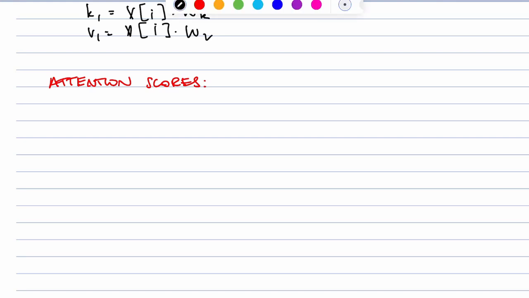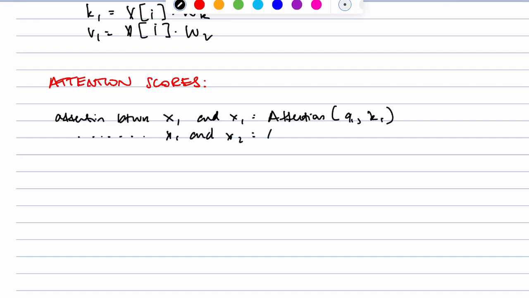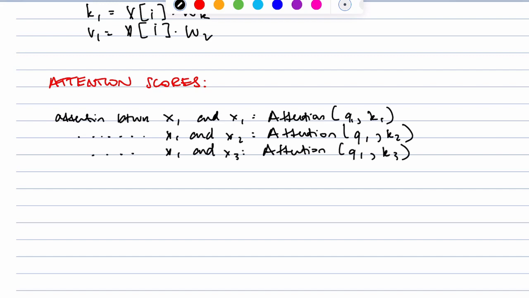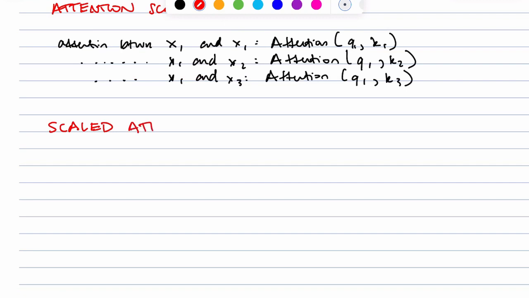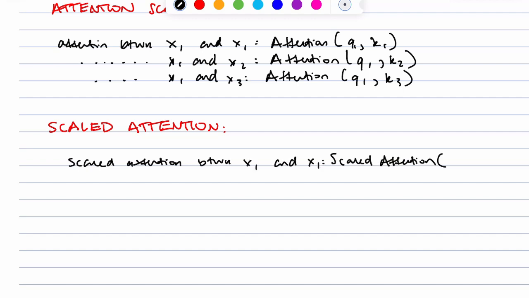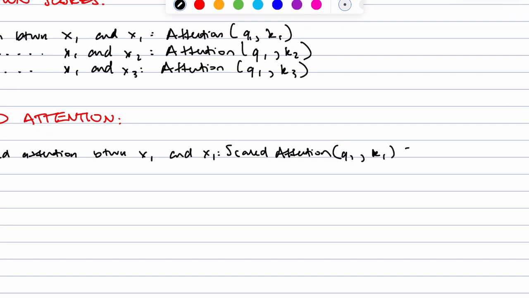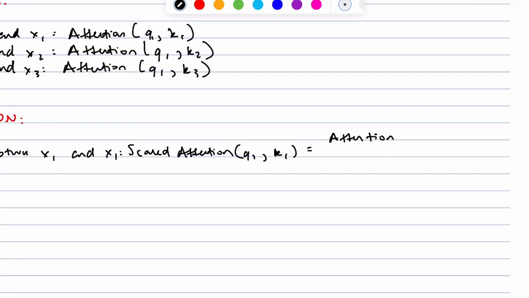Next, we get the attention score. This will be the dot product of a query and a key vector. You have to repeat this process for all pairs of elements. The next step is optional, but it really should be used because it decreases variance in the numbers and it stabilizes training. So once we get the attention score, we scale it down by a factor of the square root of dk, where dk is the dimension of the key vectors. And again, you have to do this process for all pairs of elements.